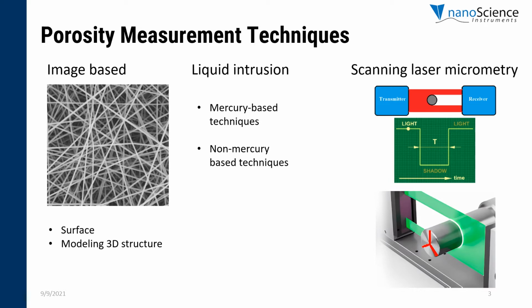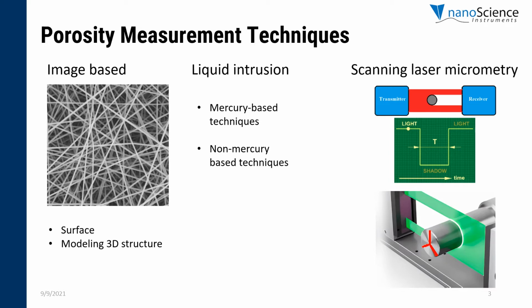Liquid intrusion is a second alternative where either mercury or non-mercury liquids are used to fill the sample, displacing the gas in all the pores, which then provides a sense of the pore size and the porosity. We then have scanning laser micrometry, which is a robust technique capable of high precision, non-contact inline measurements commonly used in research labs and industry.